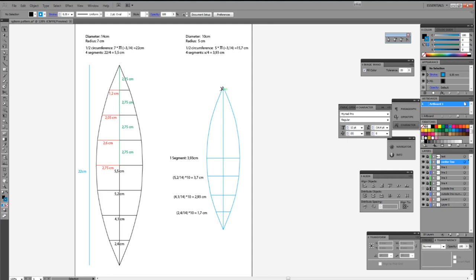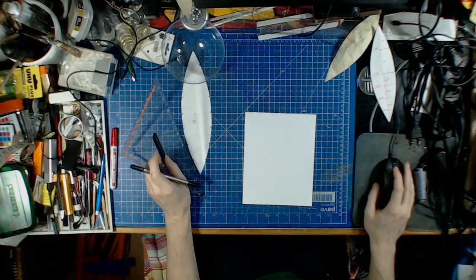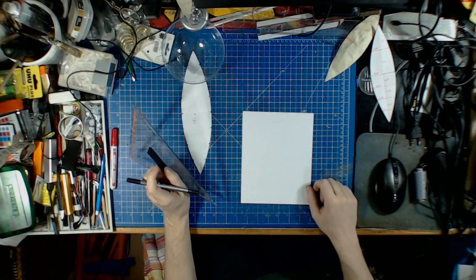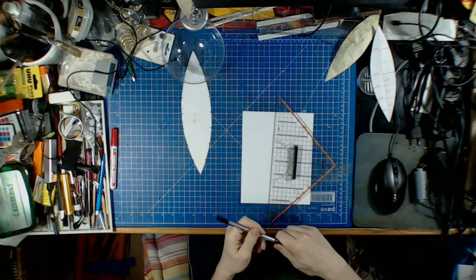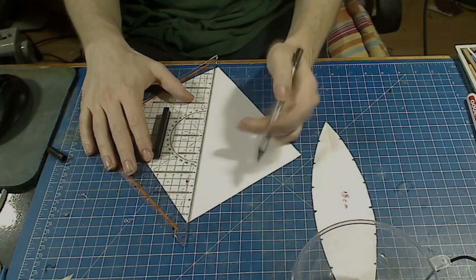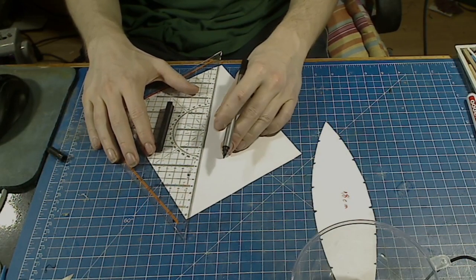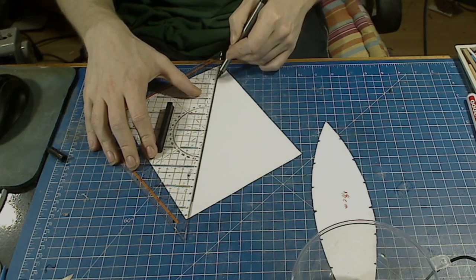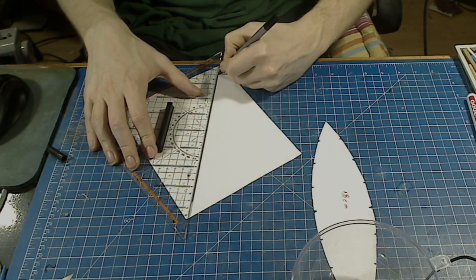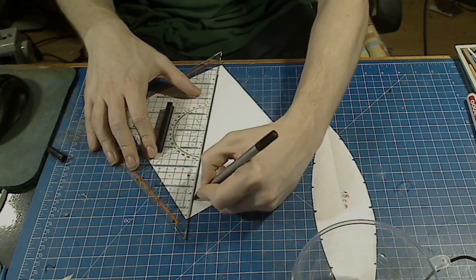So let's switch over to the camera so I can show you how you cut this out of a piece of paper. Alright, so now that we're back here with our piece of paper, we're gonna draw out the pattern really quickly. We know we have 22 centimeters here for this line. So I'm gonna go 22, 11 on each side.